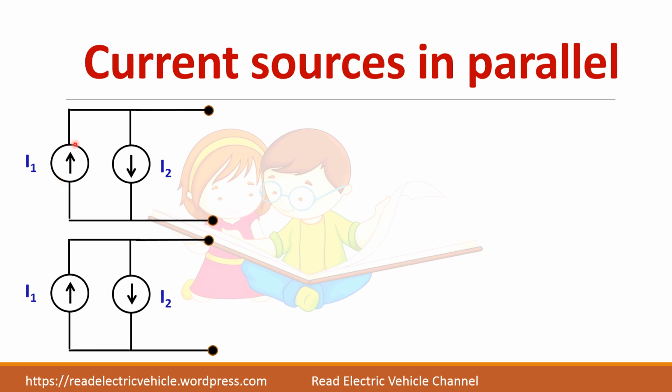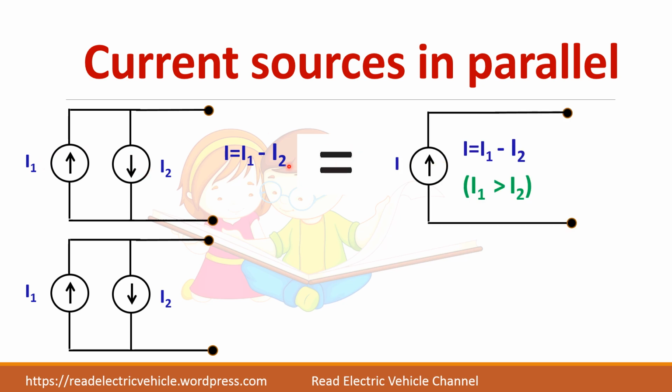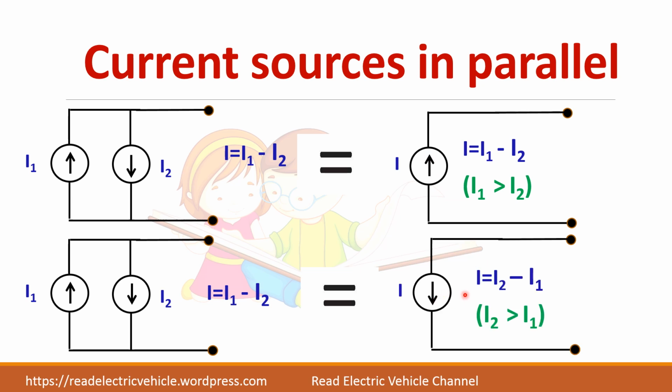Suppose one is pointing up and other is pointing down. What will be the net current? So this should be I1 minus I2, but net current direction depends upon which is greater. In case I1 is greater, arrow should be pointing up. In case I2 is greater, arrow should be pointing down.